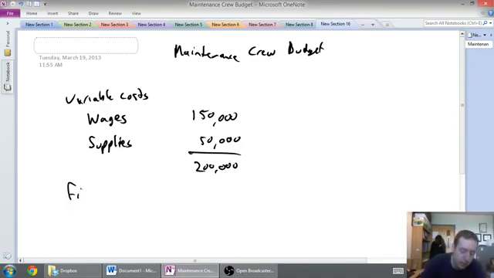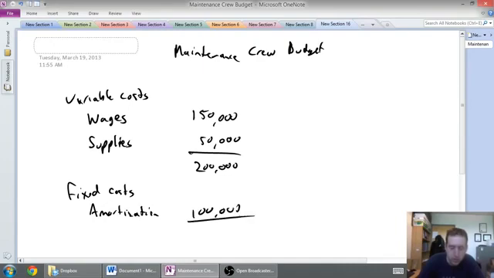In terms of fixed costs, really the only fixed cost under Joe is the amortization of their equipment. And the amortization is expected to be around $100,000. So the total costs under Joe's area for the year were $300,000. So anyway, Joe gets this budget: 150 grand in wages, 50 grand in supplies, 100 grand in amortization. Now what happened was, so this was the plan.